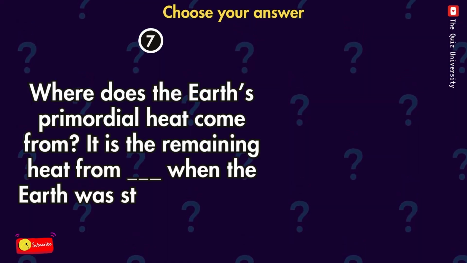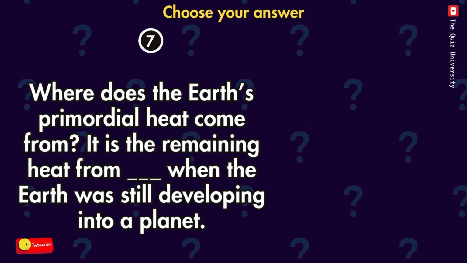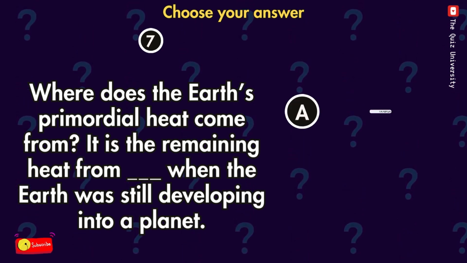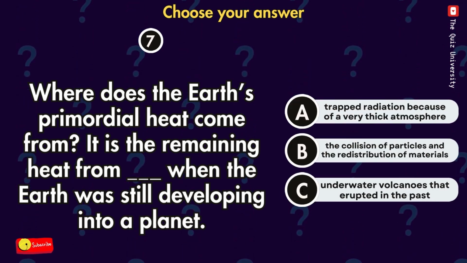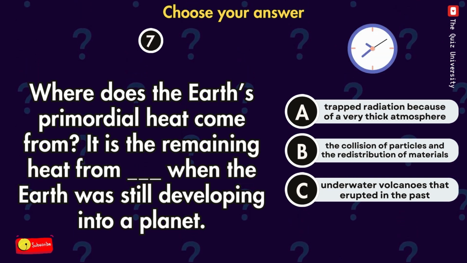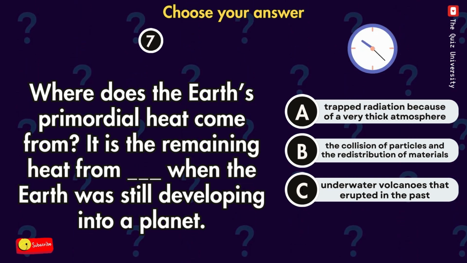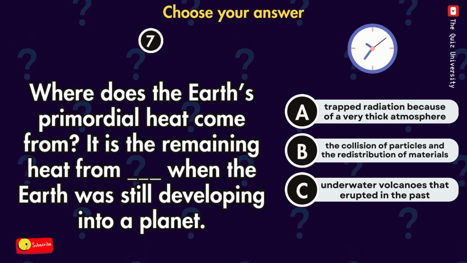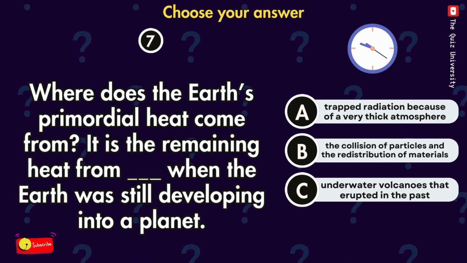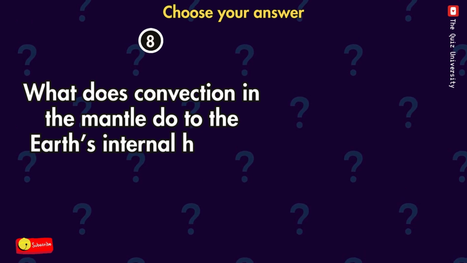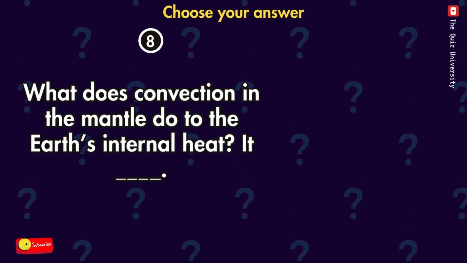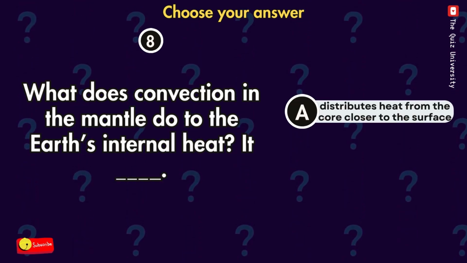Where does the Earth's primordial heat come from? It is the remaining heat from when the Earth was still developing into a planet. What does convection in the mantle do to the Earth's internal heat? It what?